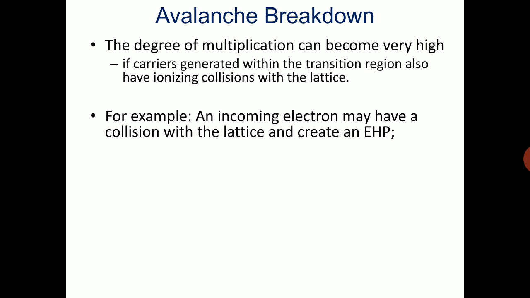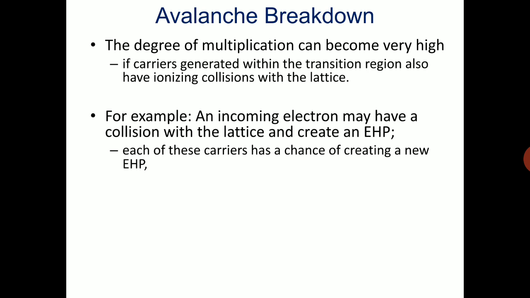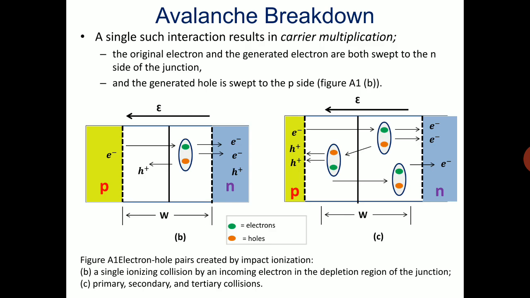And this EHP contains an electron and a hole. When these electron and holes are moving, they may collide again and create another EHP, and the charge carriers of that EHP may experience another collision and create another EHP. Like this, EHPs keep getting generated and the charge carriers get multiplied. Each of these charge carriers has a chance of creating a new EHP. This we saw in the previous slide: the charge carrier collides and gives rise to new charge carriers, and an EHP is created.